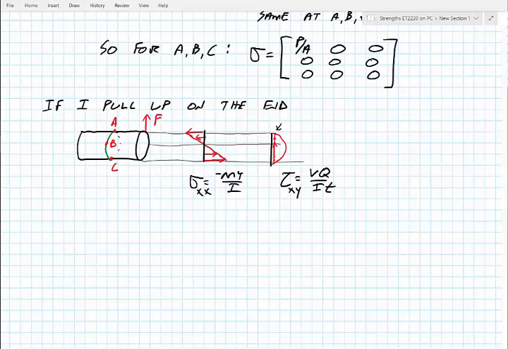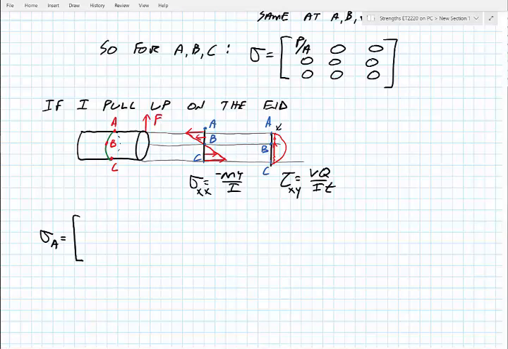Where is point A and B and C, and where is point A, B, and C when it comes to these shear stresses and these bending stresses? So I would have three different stress tensors. For sigma A, I start off with this xx direction, my minus My over I.